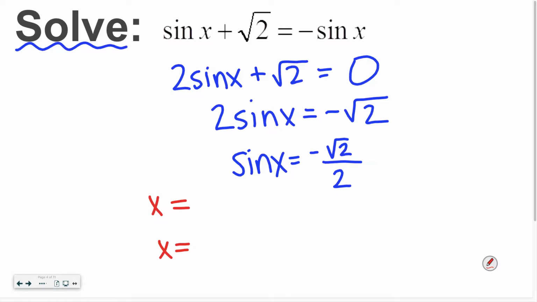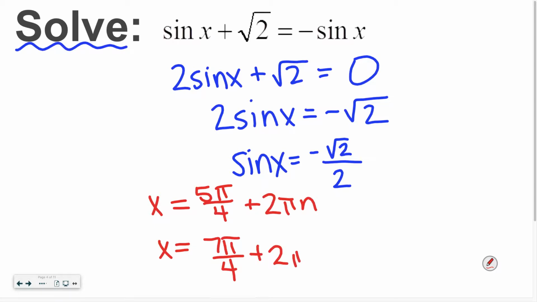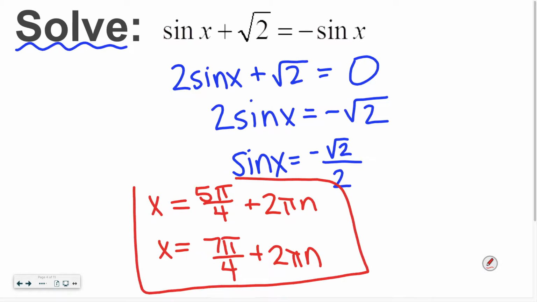Negative radical 2 over 2 happens at 5 pi over 4 and 7 pi over 4. Guess what? You're not done with the unit circle, are you? I told you you wouldn't be. So, the sine of x is negative radical 2 over 2 at 5 pi over 4 and 7 pi over 4. But we know this repeats every period, so we're going to write plus 2 pi n to describe those complete solutions. And this is your answer.